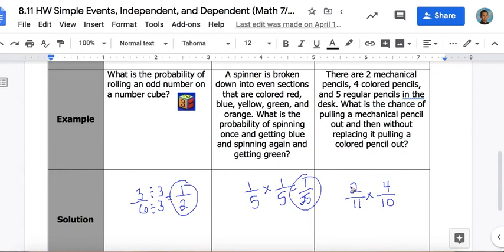Okay, so now we can do some cross simplification. I can divide 2 and 10 by 2. 2 divided by 2 is 1, and 10 divided by 2 is 5. 1 times 4 is 4, and 11 times 5 is 55.